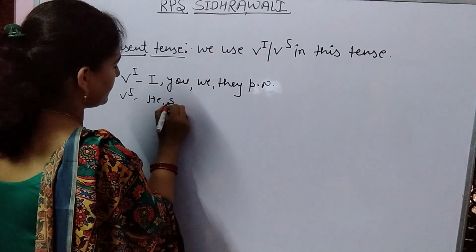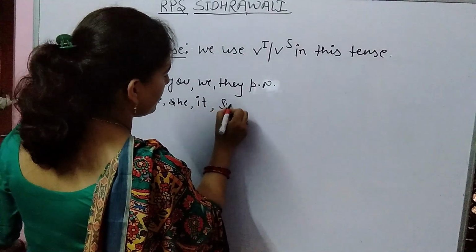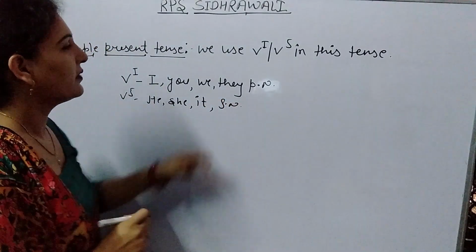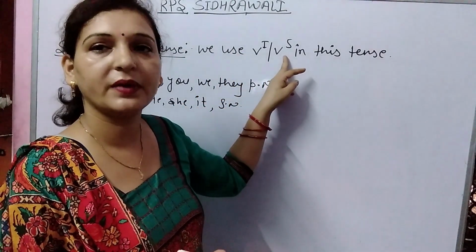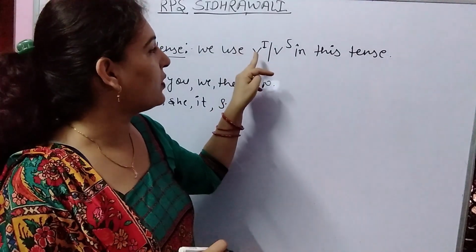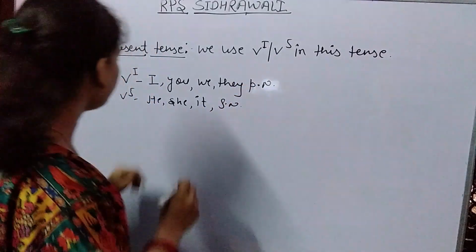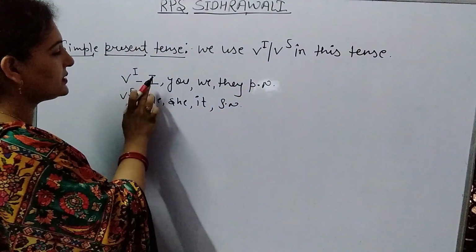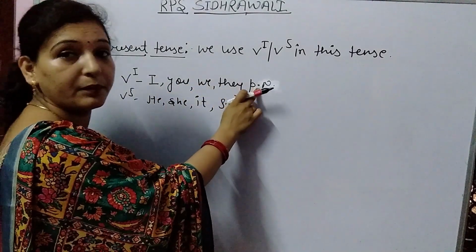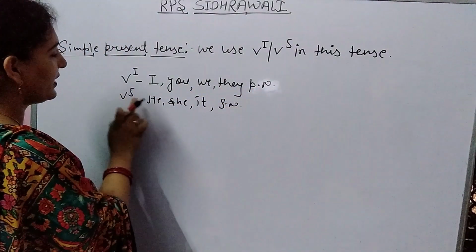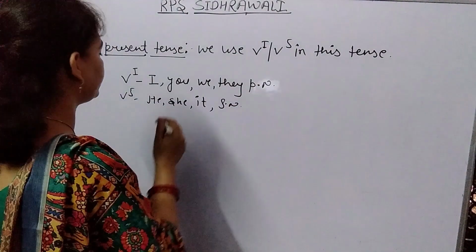he, she, it and singular nouns. V1 is the first form of the verb and V5 is the fifth form of the verb. I have already told you about V1 and V5. In V1 we use I, you, we, they and plural noun. And V5 with he, she, it and singular noun.